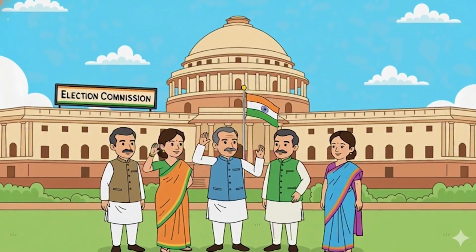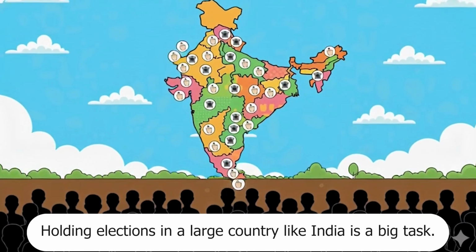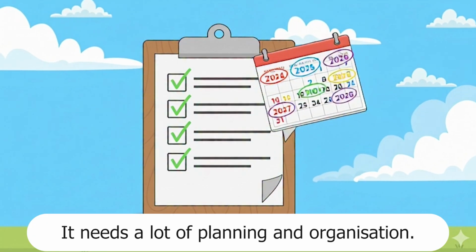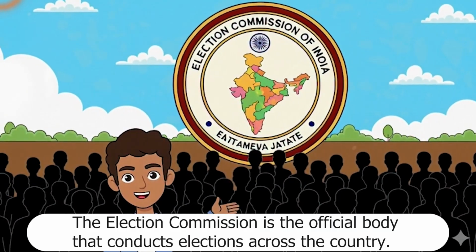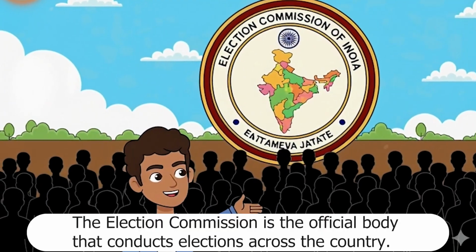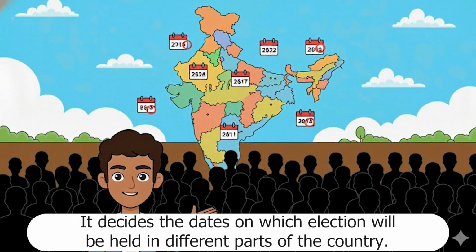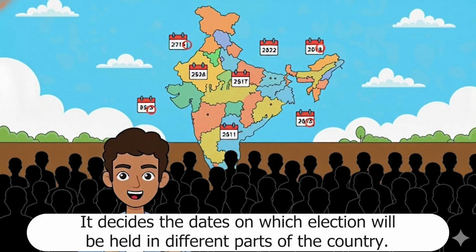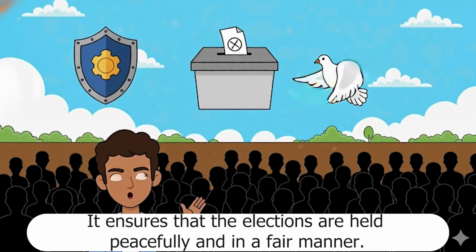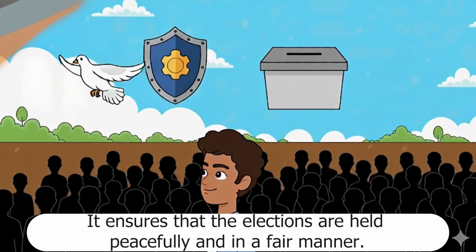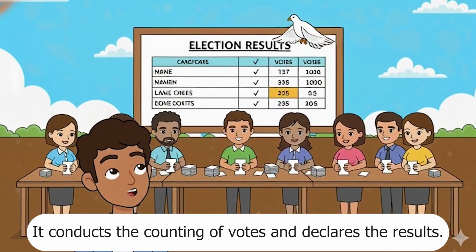Election Commission. Holding elections in a large country like India is a big task. It needs a lot of planning and organization. The Election Commission is the official body that conducts elections across the country. This body plans the election in detail. It decides the dates on which election will be held in different parts of the country. It ensures that the elections are held peacefully and in a fair manner. It conducts the counting of votes and declares the results.